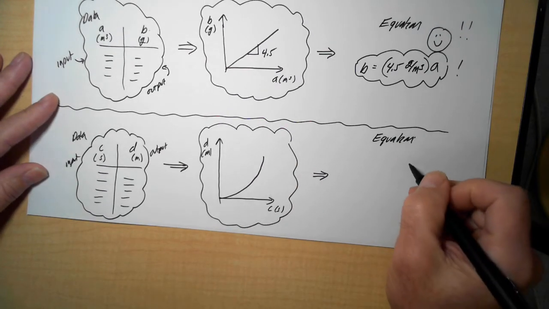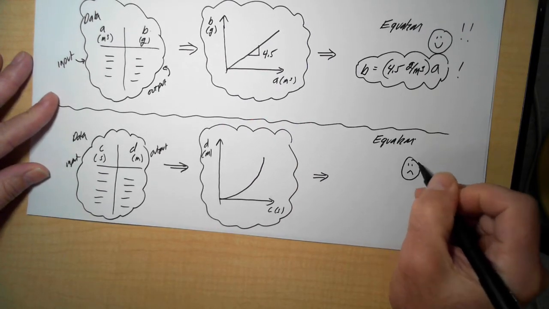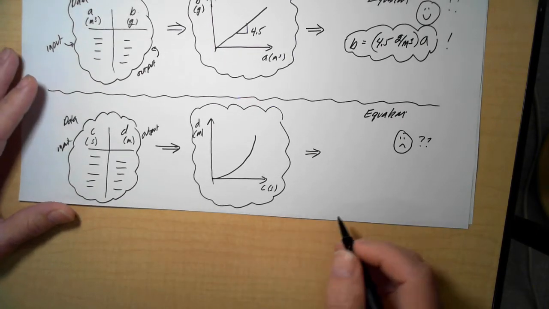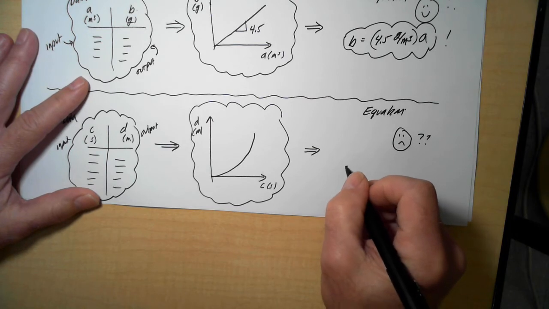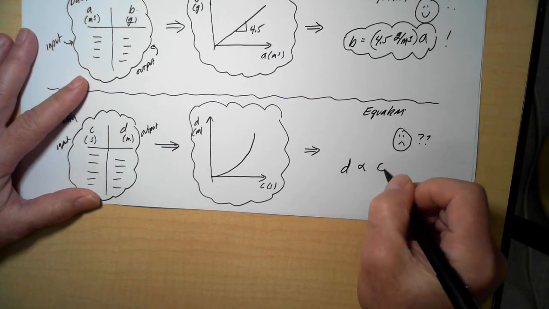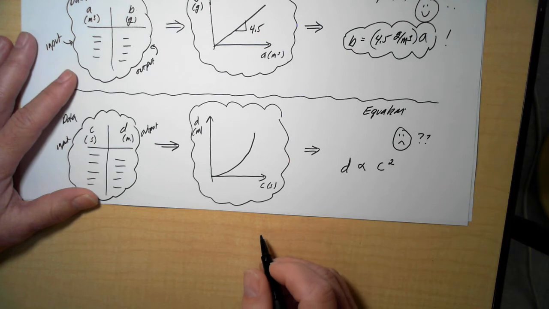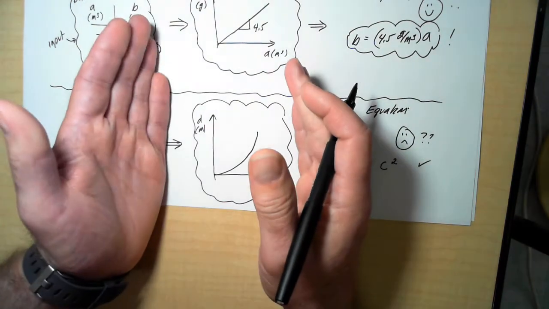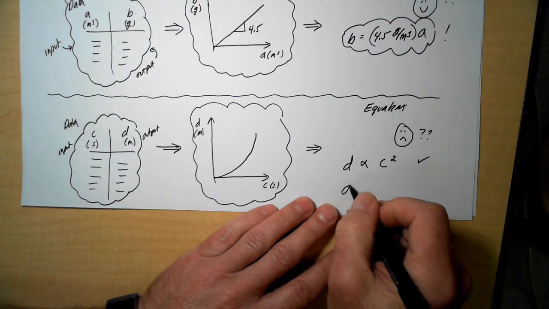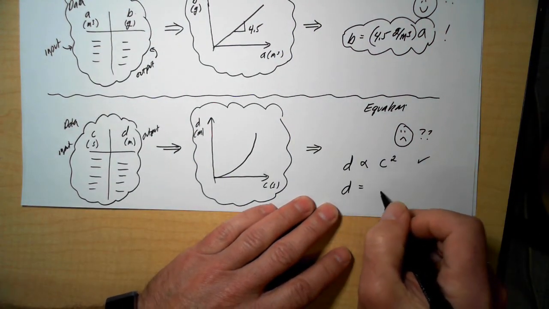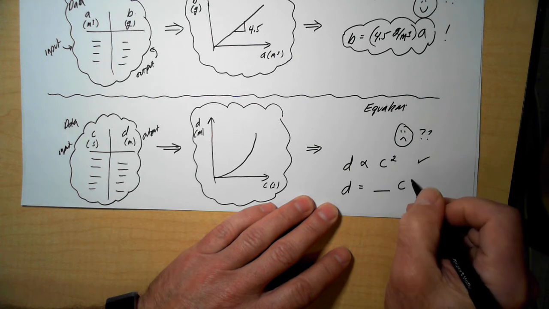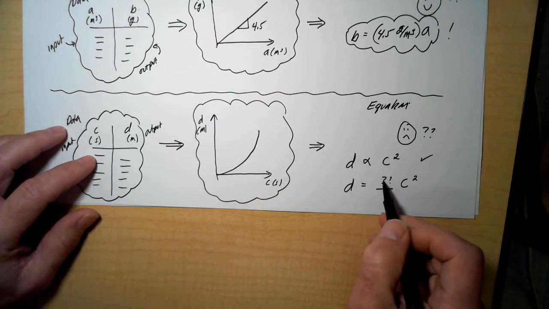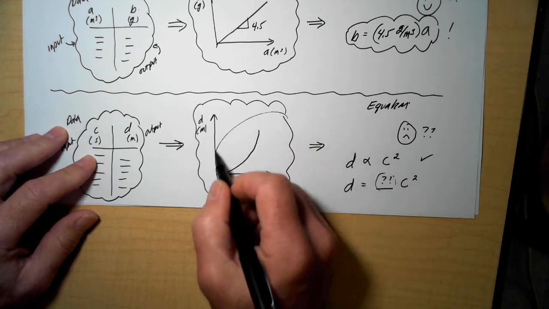And now suddenly you're like, I don't know. How do I get an equation? Well, what do you know? You know that D is going to be proportional to C squared. That's good. You're making progress, but I want an equation for this recognizable pattern. So the equation for this is going to be D equals some constant times C squared. And this is the problem. You don't know how to get this constant from this graph.